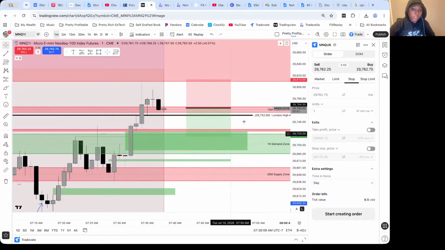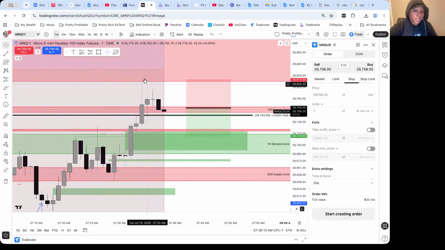The only way I would technically be able to enter, because this isn't a rejection candle though. Same thing with the other one. It's like it wasn't a rejection candle. If it's a rejection candle, does the color matter on a rejection candle?